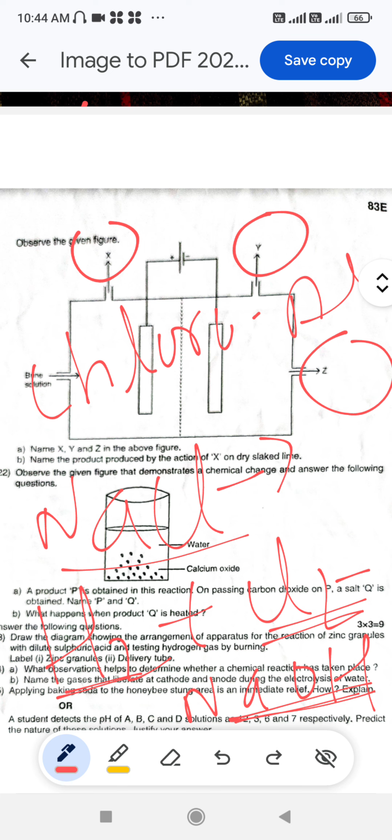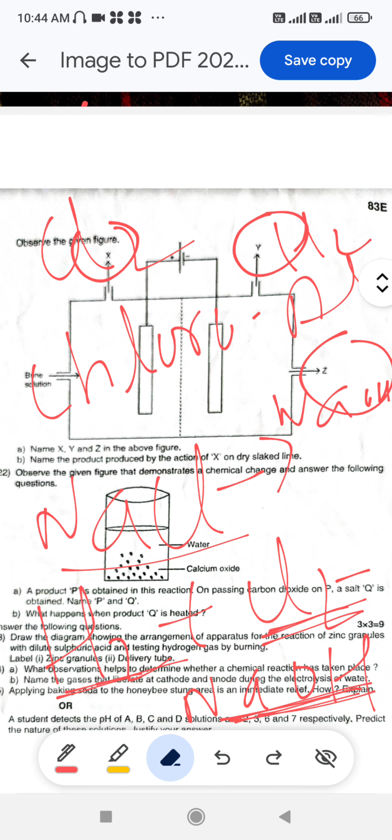In this process, to identify X, Y, Z: one is hydrogen, another is chlorine, and another is sodium hydroxide. Three compounds are released. Z is NaOH, sodium hydroxide. Here hydrogen, here chlorine. These are the three products forming here: chlorine, hydrogen and NaOH.